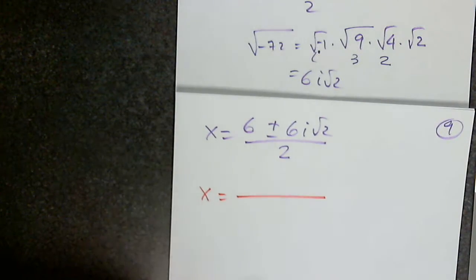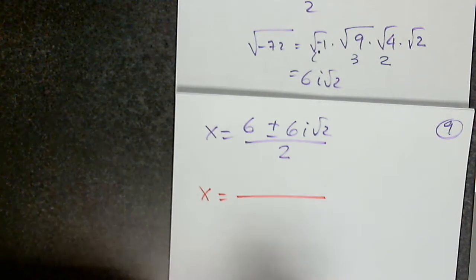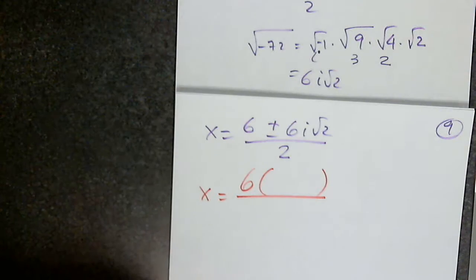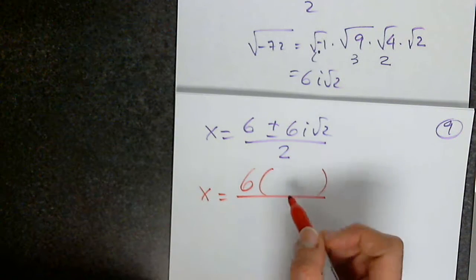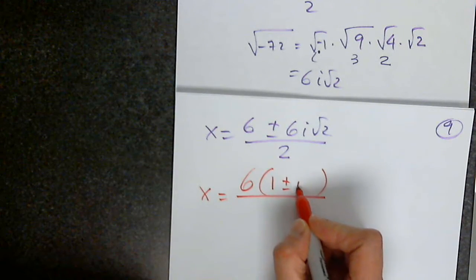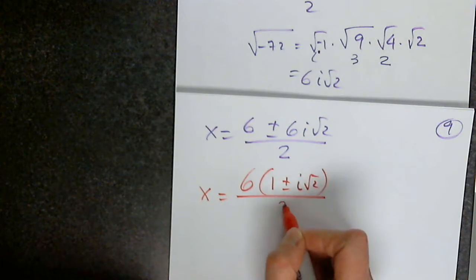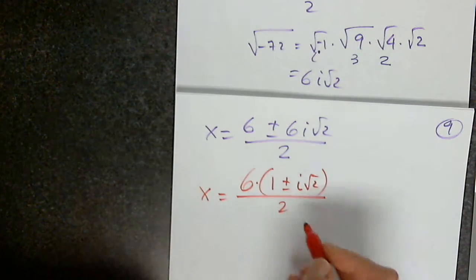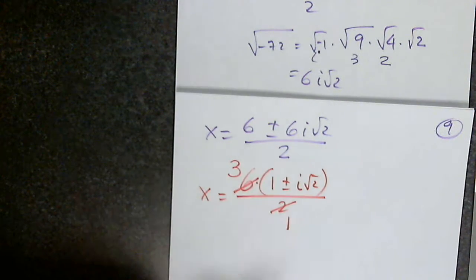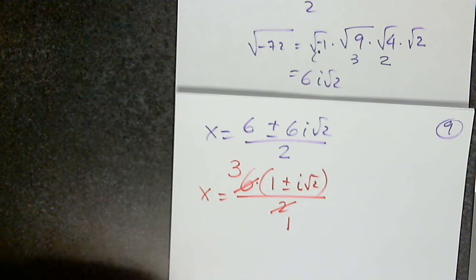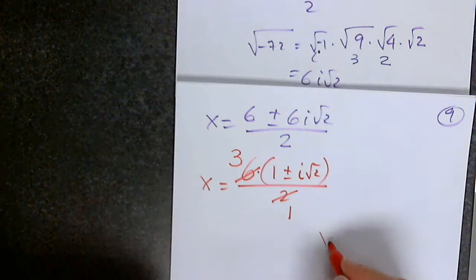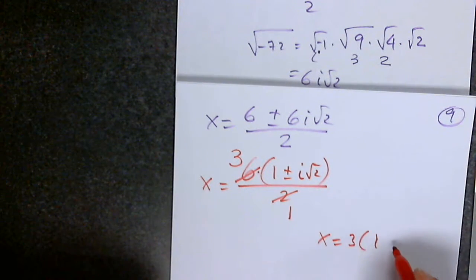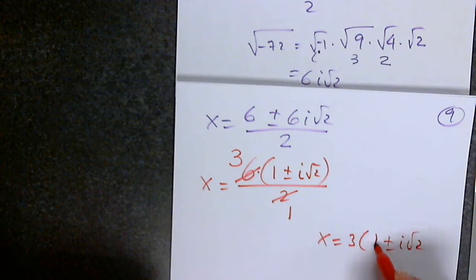So what is the common factor at the top? 6. Awesome. What do we have in parentheses? 1 plus or minus i times the square root of 2. Awesome. Now 6 is a factor because it's multiplied. Now I can simplify. And I get that x equals 3 times 1 plus or minus i, the square root of 2.